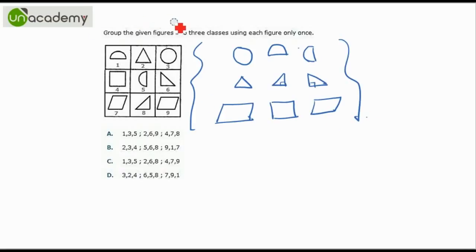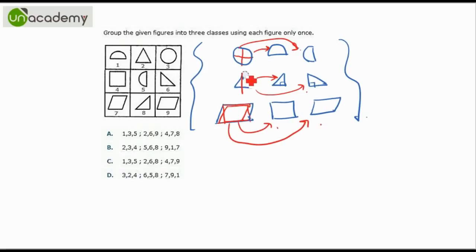Now how do we group them? If you observe carefully, if I cut this circle like this, I will get this figure. If I cut this circle like this, I will get this figure. If I cut the triangle from the center, I will get this figure and this figure. If I cut this parallelogram like this, then I will get the square. Whereas if I cut it like this, then I will get another parallelogram that is smaller.